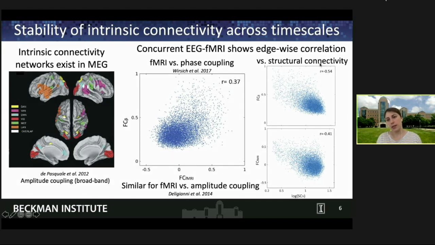But important is the magnitude of correlation. It's a very substantial relationship between the edgewise strength of beta band coherence and the edgewise strength of DTI estimated structural connectivity. And in this particular study by Versich et al., this connectivity of EEG to structure was actually stronger than the relationship of fMRI connectivity to structure, shown here in the bottom plot.